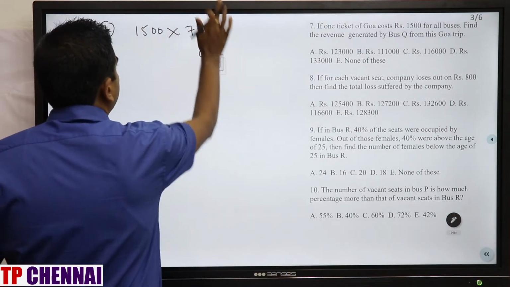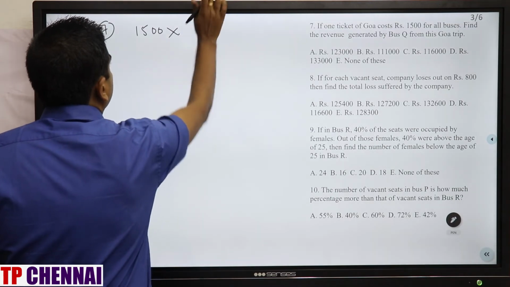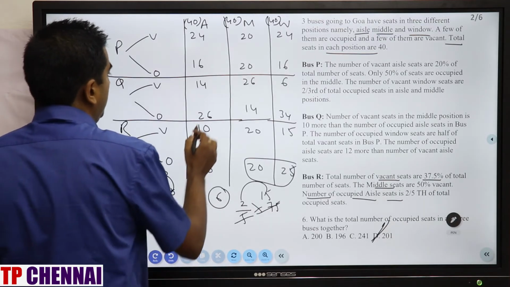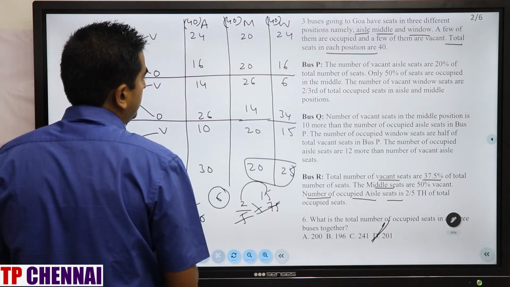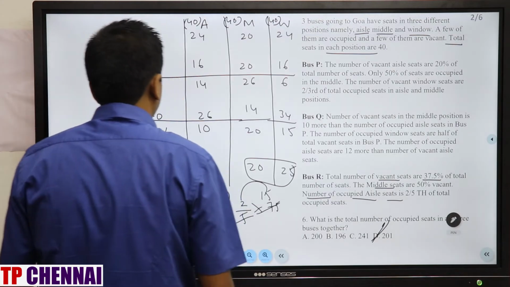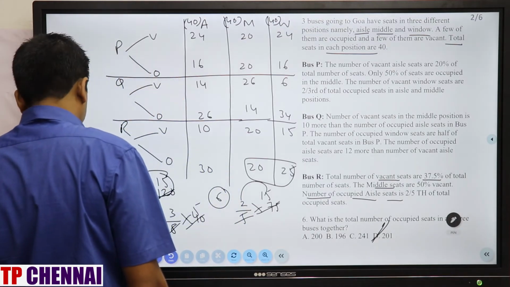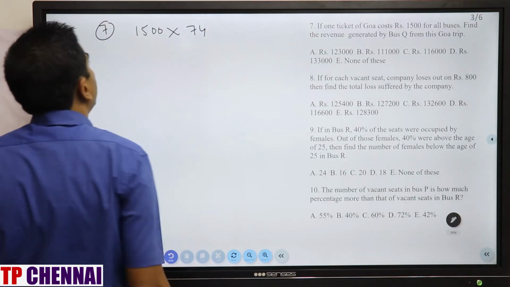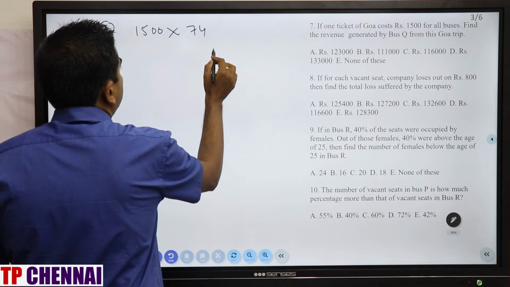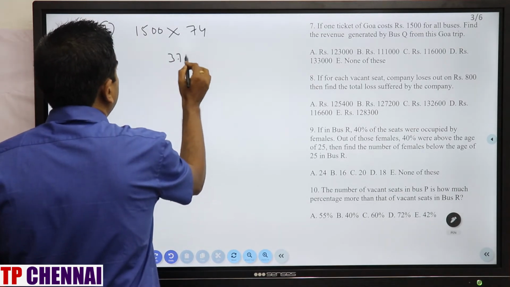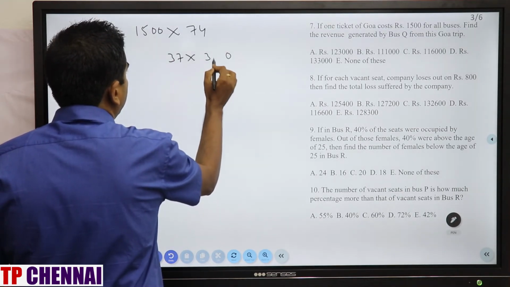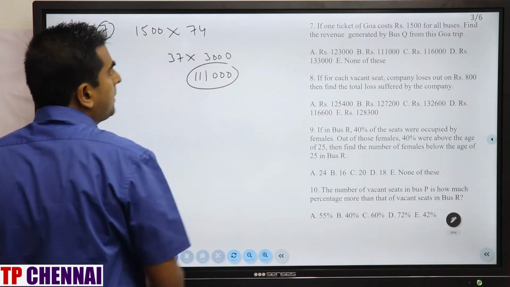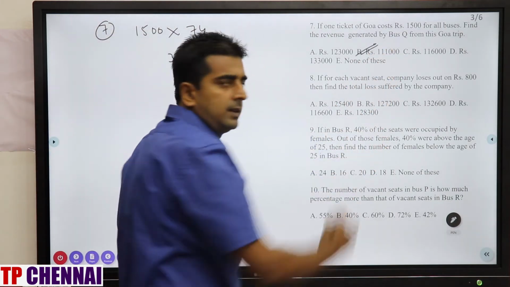Bus Q from Goa. We will see previous data. See previous data here. 40 plus 34 is how much? 74. Okay, so now this has become 74 into 1500. Answer is nothing but the second option.